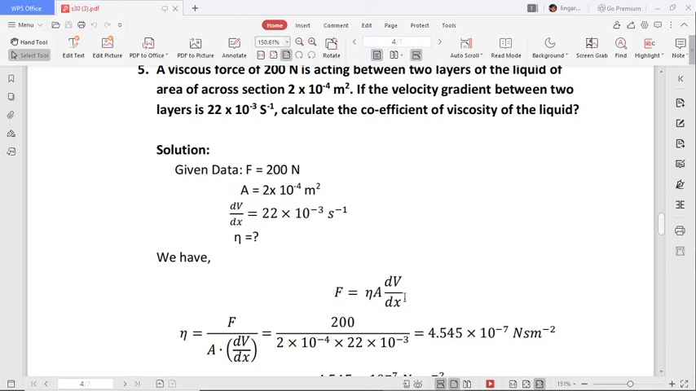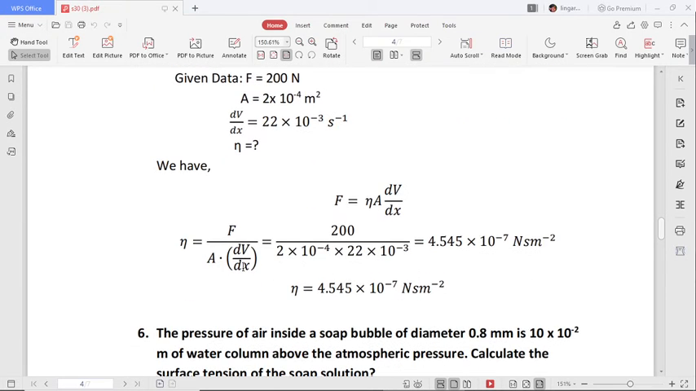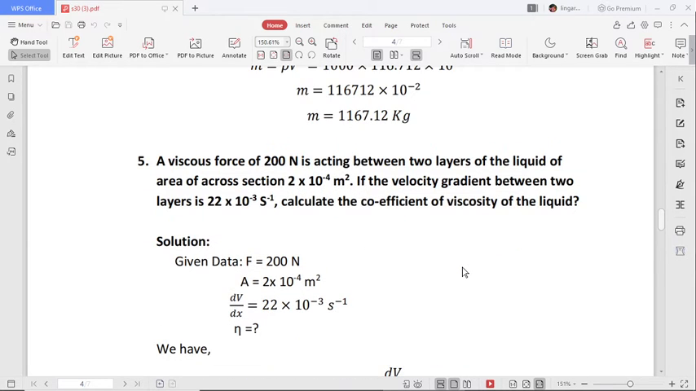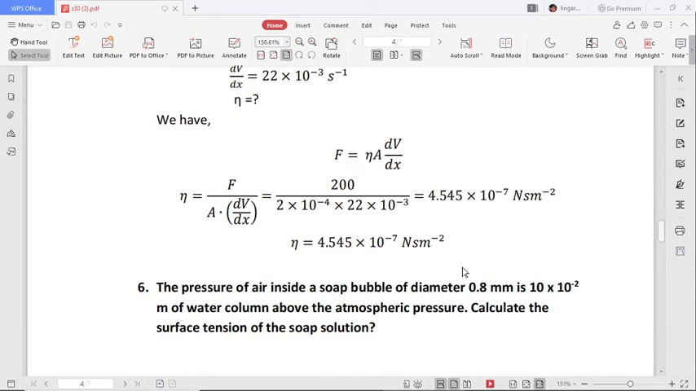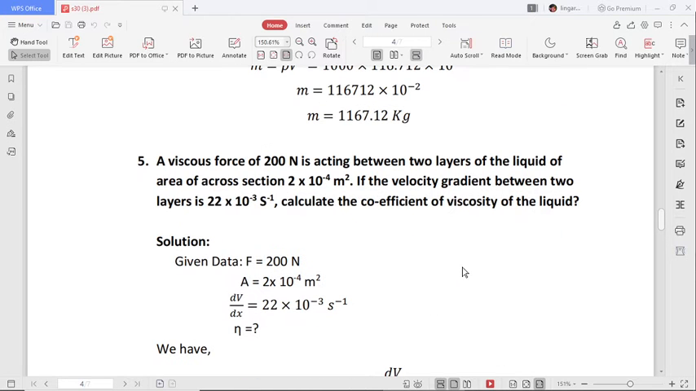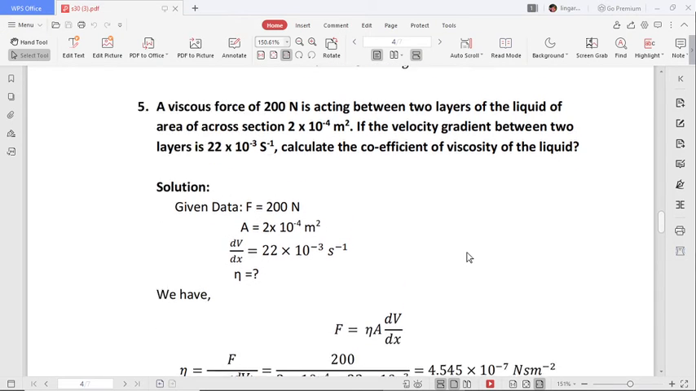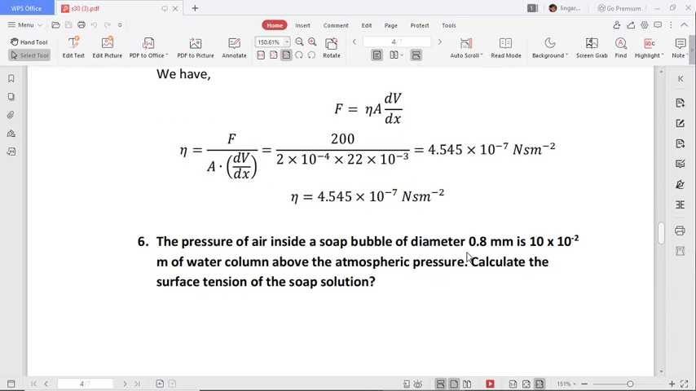We have F is equal to eta A dV by dx. Eta is equal to F by A dV by dx, which is equal to 200 by 2 into the power of minus 4 into 22 to the power of minus 3. That is equal to these values. Very simple, see. So calculate the eta value, the coefficient of viscosity of a liquid. Simple problem. You can easily calculate it. It also carries 5 marks. That's all I am telling. The problems are very simple and you concentrate on these problems to get good marks.